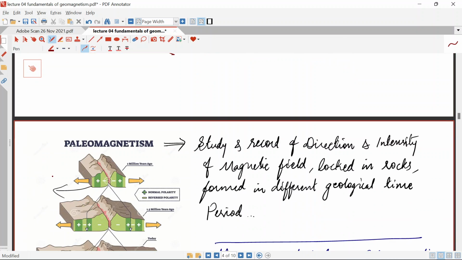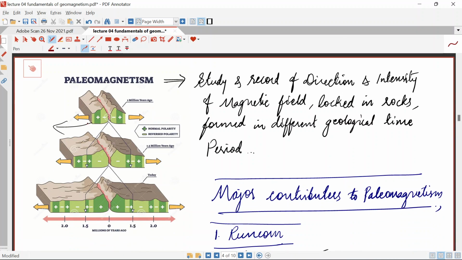Now let's see paleomagnetism. Paleomagnetism is a simple term for the study and record of the direction and intensity of the magnetic field locked in rocks formed in different geological time periods. Rocks contain a certain kind of magnetic field, and the study of that kind of rock is simply called paleomagnetism. So here we are maintaining some kind of evidence for future evolutions.